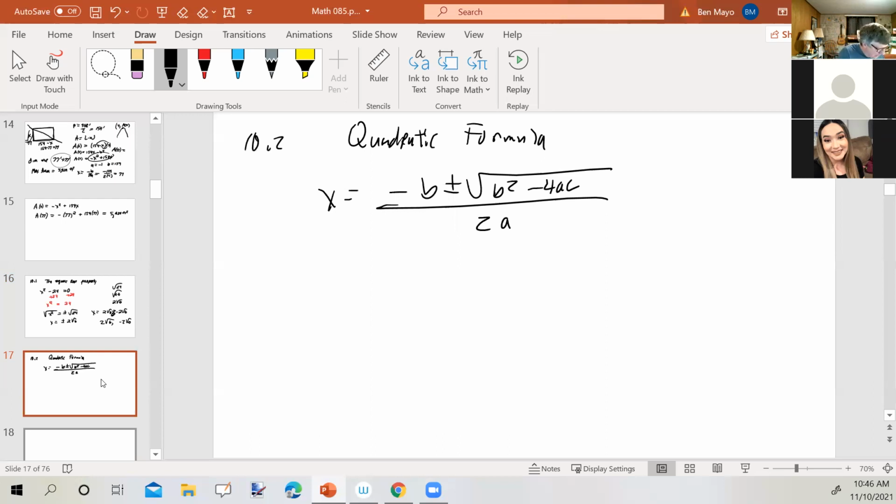All right. Anyway, quadratic formula is that. We use that on second degree equations. And so we take a quadratic equation and we put it in standard form. Let's say we've got this one.